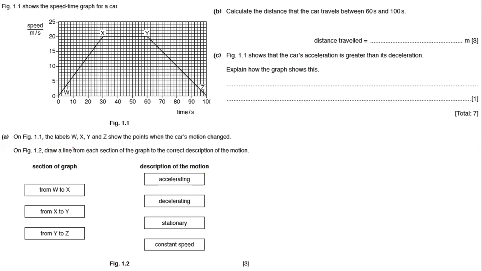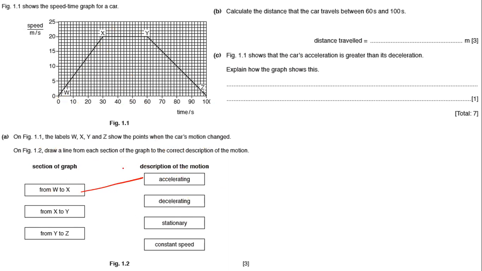On figure 1.1, the labels W, X, Y, Z show the points where the car's motion changes. On figure 1.2, draw a line from each section of the graph to the correct description of the motion. Match the following, nothing else. Section of the graph from W to X. From W to X, what is happening? It's a plot of speed versus time. Accelerating. It is accelerating.